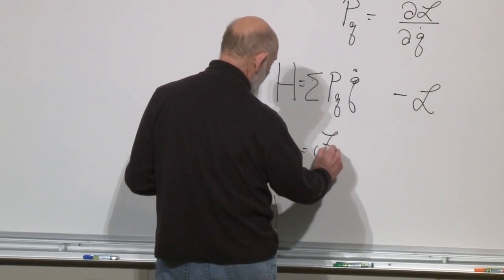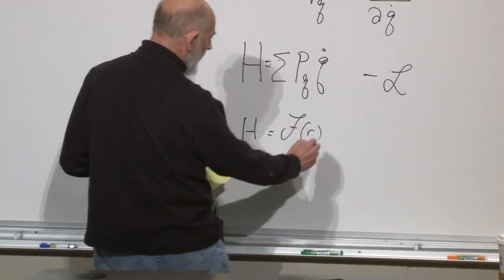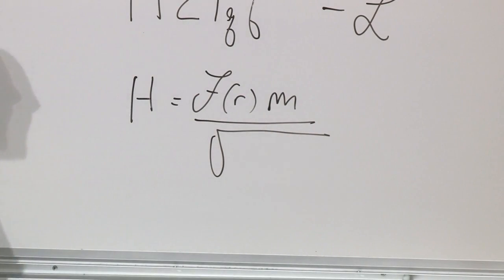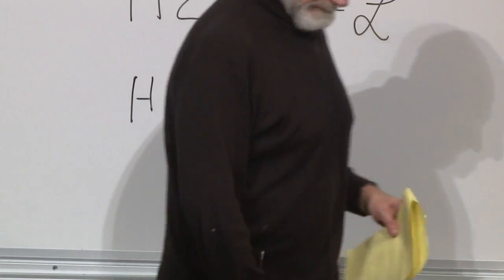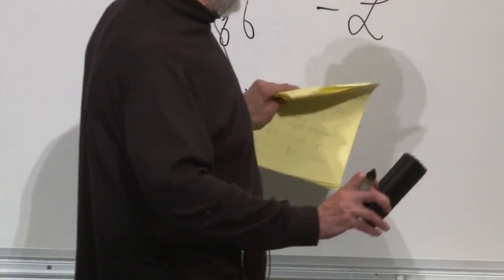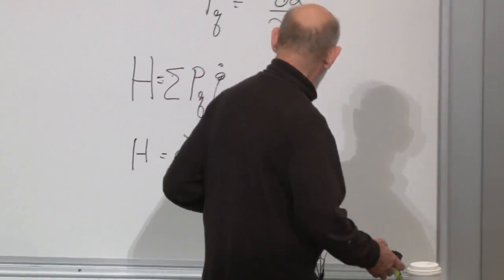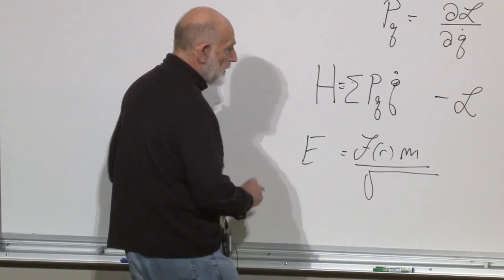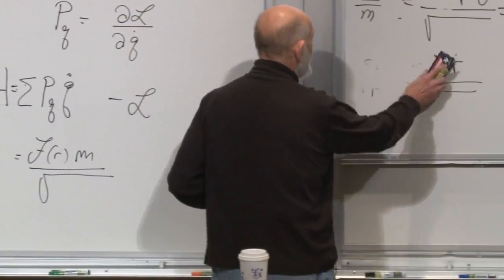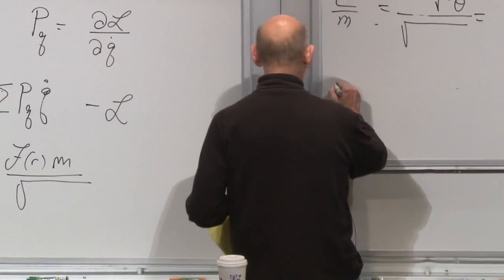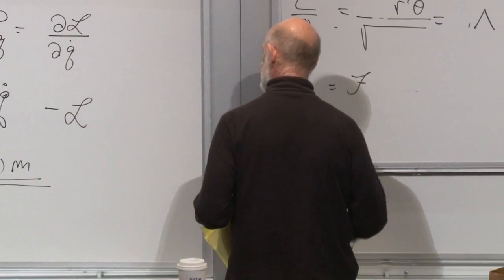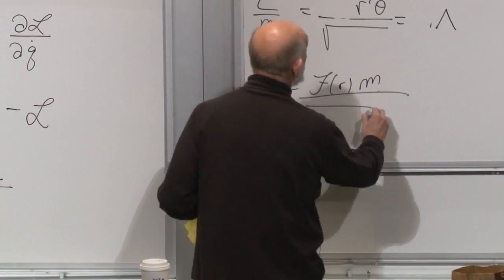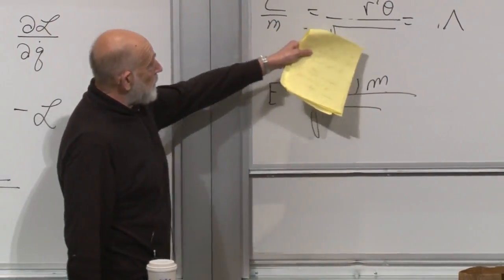H is script F of r times the mass divided by good old square root. We will not need P_r any further. We only needed it to calculate the energy, and this is, of course, equal to the energy. And it is conserved. It does not change with time. All right, so let's just put it under here, where I really want it. The energy is script F of r, m, and then square root. And now I'll actually write in what goes into the square root here.